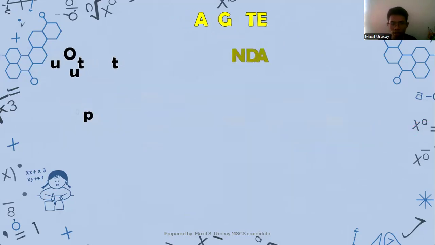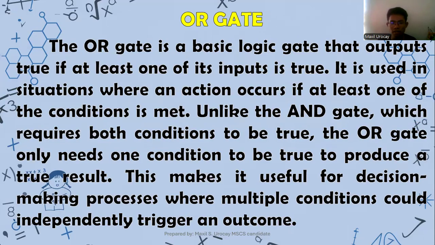Now, pertaining to this one, the OR gate is a basic logic gate that outputs true if at least one of its inputs is true. It is used in situations where an action occurs if at least one of the conditions is met. Unlike the AND gate, which requires both conditions to be true, the OR gate only needs one condition to be true to produce a true result. This makes it useful for decision-making processes where multiple conditions could independently trigger an outcome.